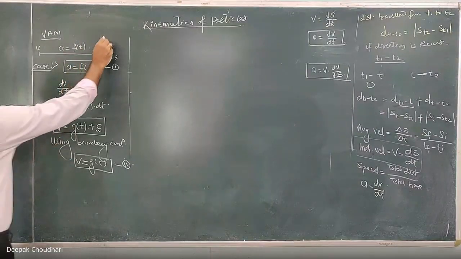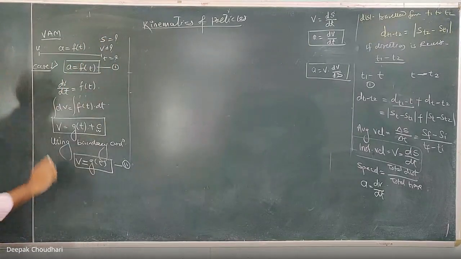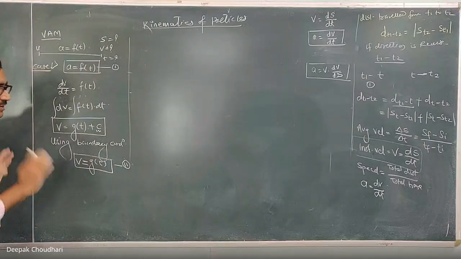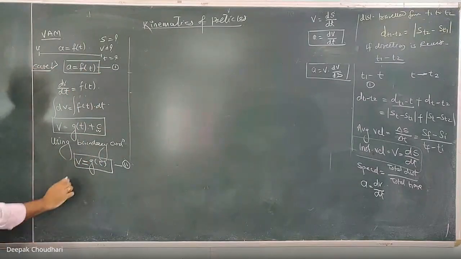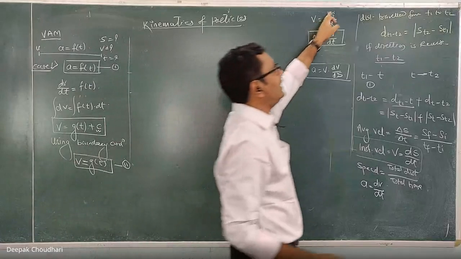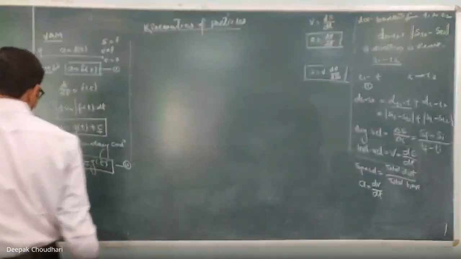Now I want to write down the equation of displacement. To write down the equation of displacement, you have to follow the same procedure. Only here, for this v, we know that v equal to ds by dt. So just replace this v by ds by dt.